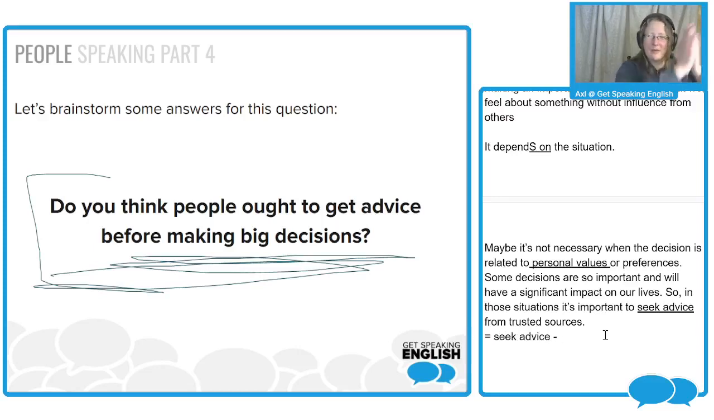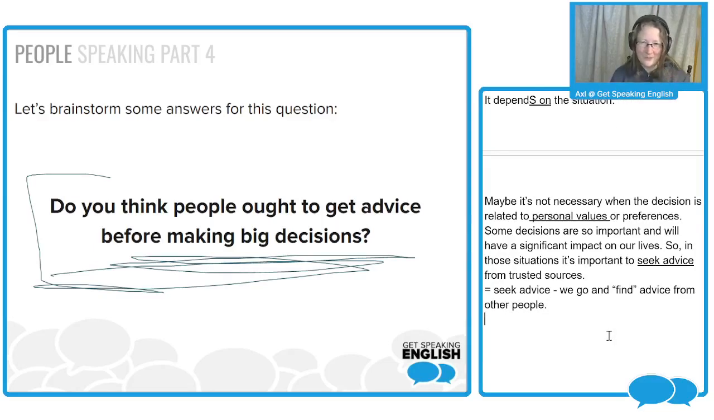It basically means we go and, I want to say, find advice, but we're going out of our way to get advice from other people. So we go and find advice from other people. So we source out that information so we can inform ourselves and figure out what we want to do.